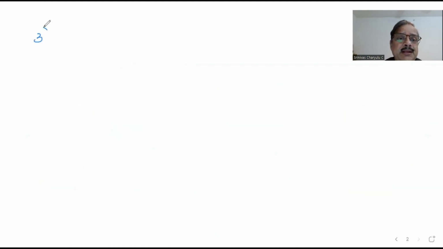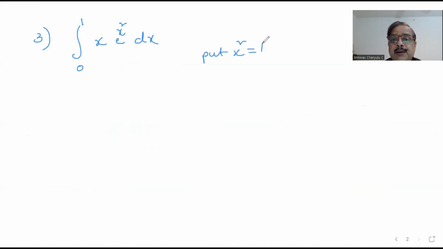No problem. All are easy sums here, but the only thing is we have to do them carefully. That's all. Integral 0 to 1 x e to the power of x square dx. By seeing this method of substitution, this comes under, put x square is equal to t.